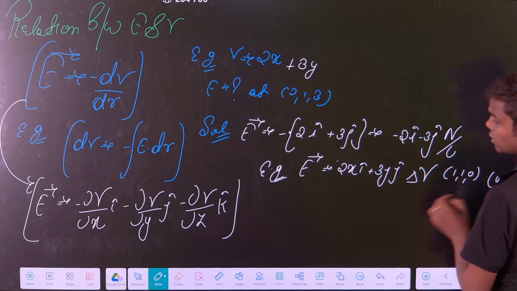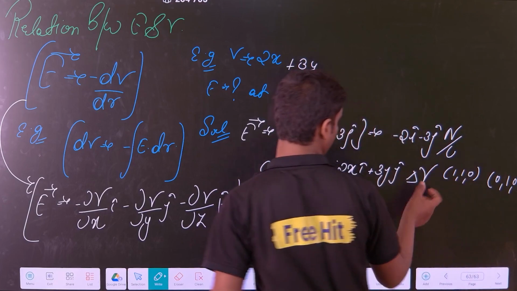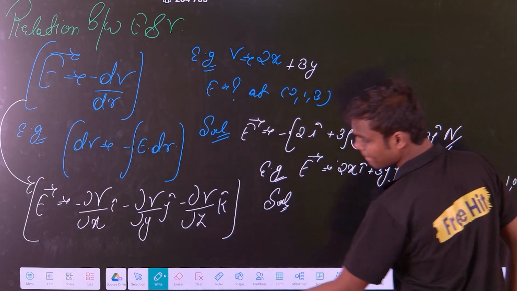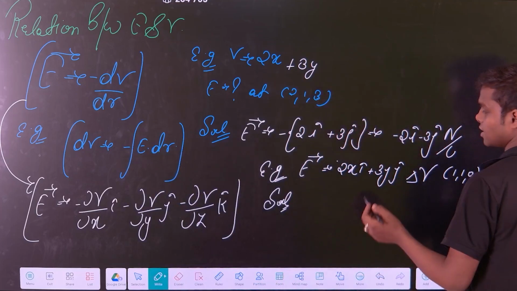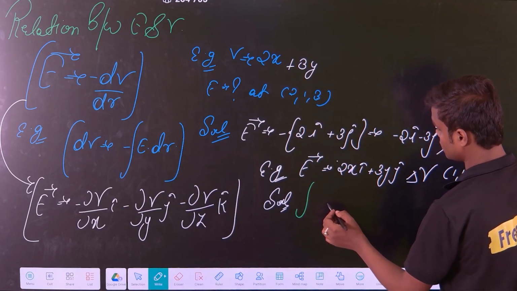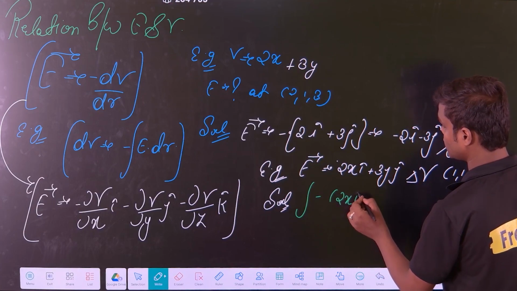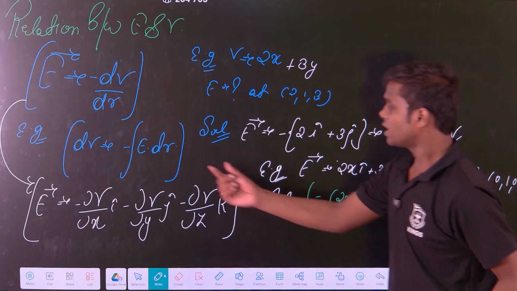Okay, potential difference. How to solve this? Here you have to find the potential difference now, so you will apply this formula. So let us apply here the integration, that is equal to minus 2x i cap, 3y j cap, dot dr.